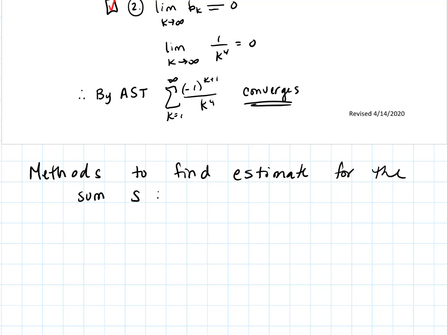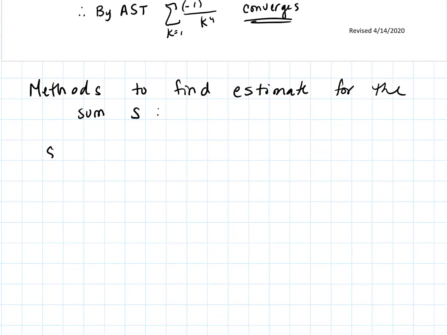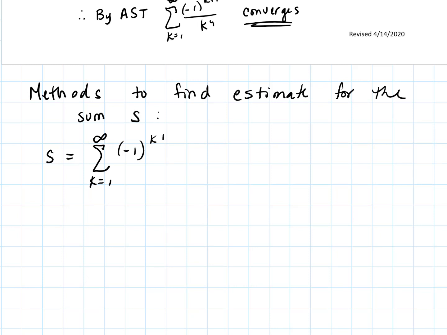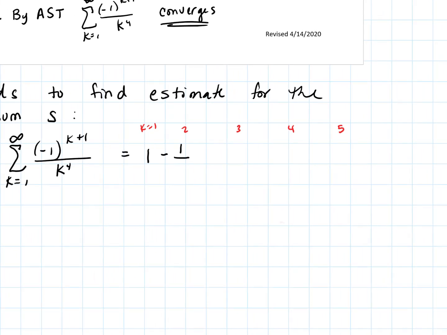S. Okay. One of the ways we could do it is, we know now that it's converging, so we have a sum from k equals 1 to infinity of -1 to the k plus 1 over k to the fourth. So we know it has a sum. So we could literally just start looking at the expansion of that sum. If we plug in 1 here, we're going to have 1 minus, plug in 2. So I'm just plugging in the index here. So here's k equals 1, k equals 2, 3, 4, 5.